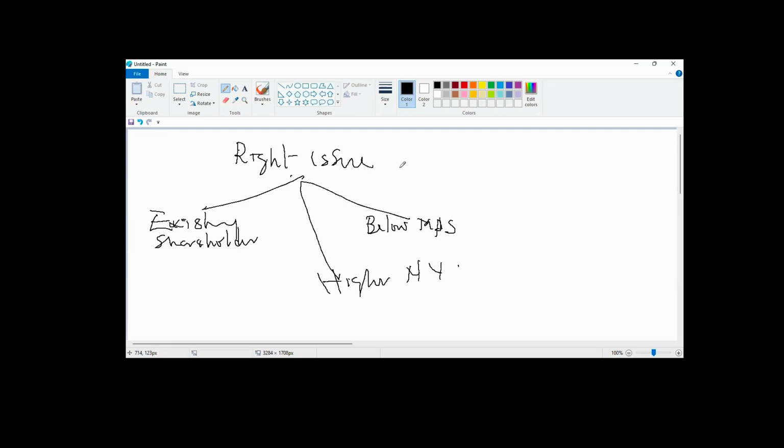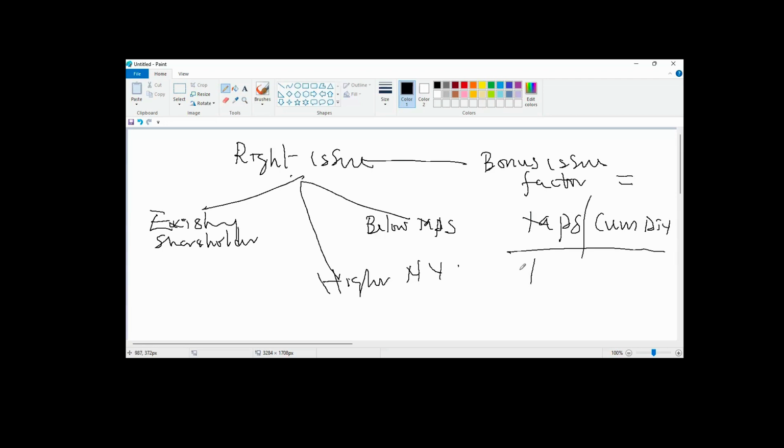In a bonus issue, you must get the bonus element. The bonus element in the rights issue is known as the bonus issue factor, which has the formula: market price per share, all over the theoretical ex-rights price.